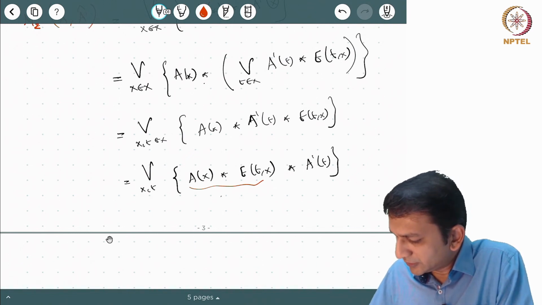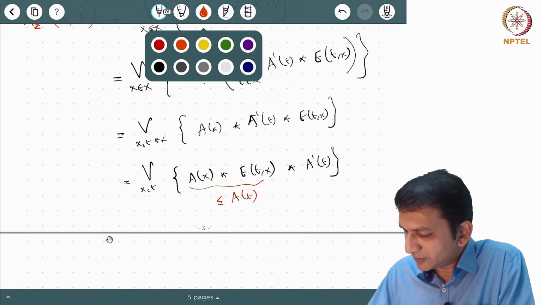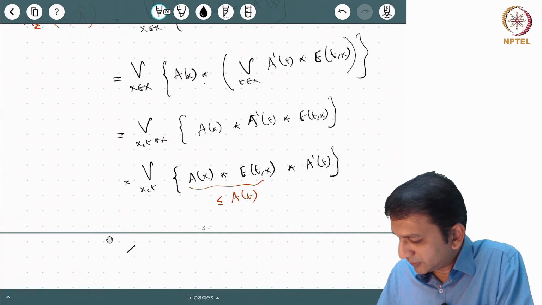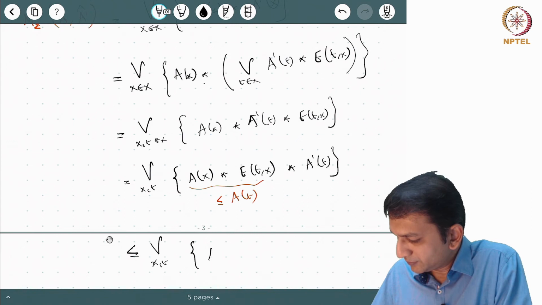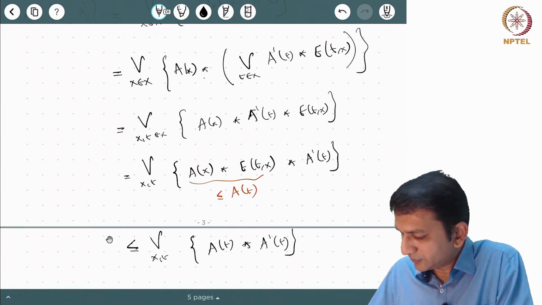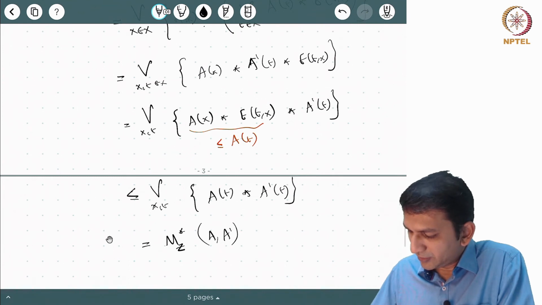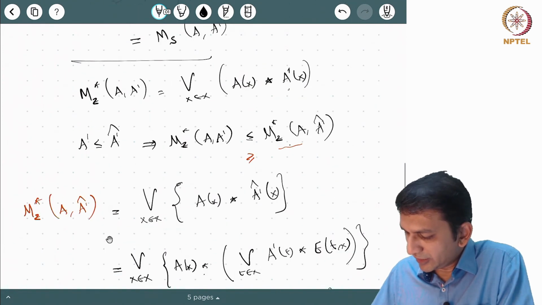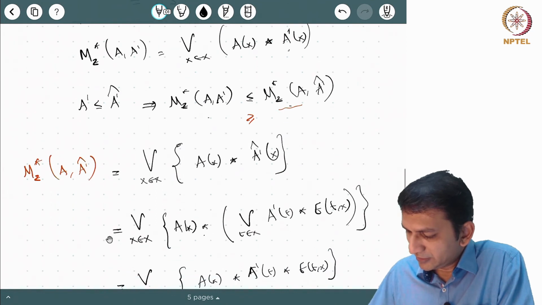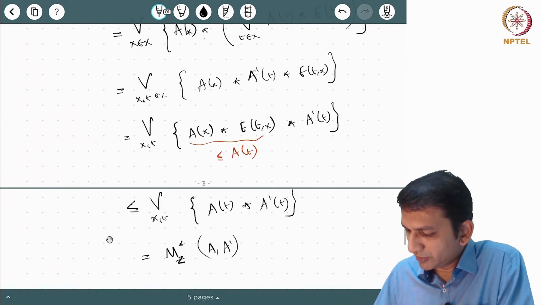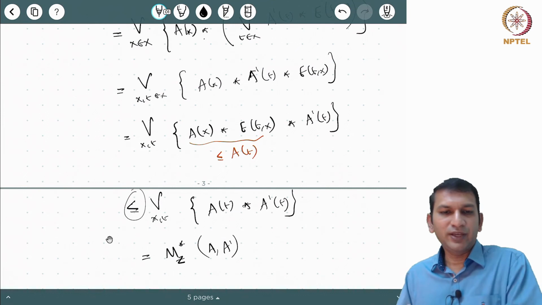So now this is less than or equal to a of t, which means it is less than or equal to supremum over x comma t a of t star a dash of t, which is essentially equal to mz star a comma a dash. Now we wanted to show this right hand side is smaller than this left hand side. That's essentially what we have shown here because of the extensionality of A.